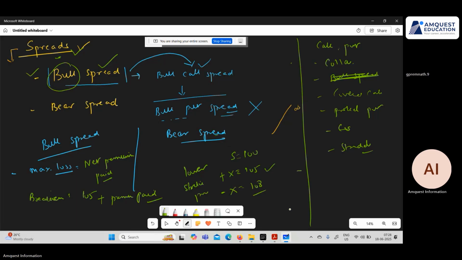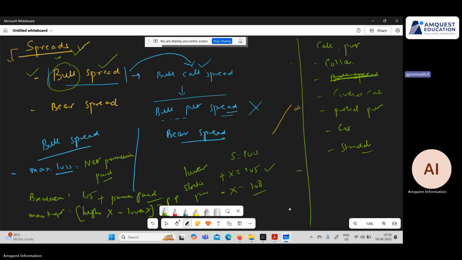Are we good? Okay. And how about the maximum profit? That is three minus premium paid, net premium paid. I agree. And when you say three, can I say it's the higher strike price minus the lower strike price minus a premium paid.